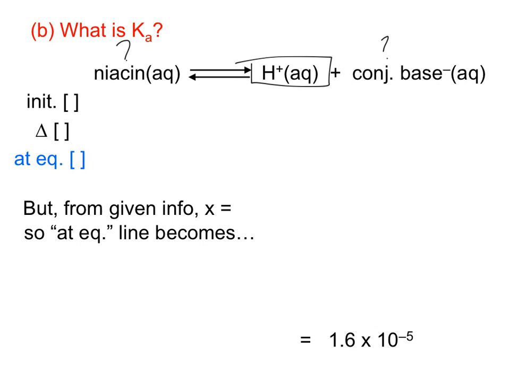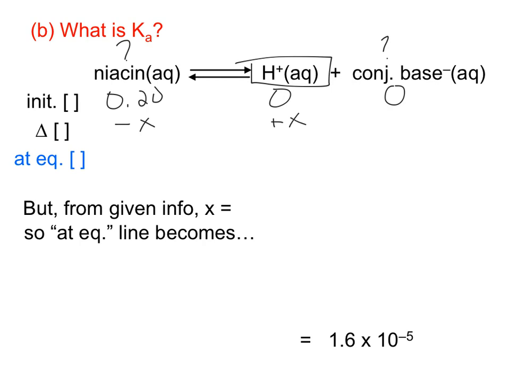Let me just move this over to the other side here. All right, so our initial concentration is 0.20. We didn't have any of this, and we didn't have any of this because it was 0.20. We're going to lose X.